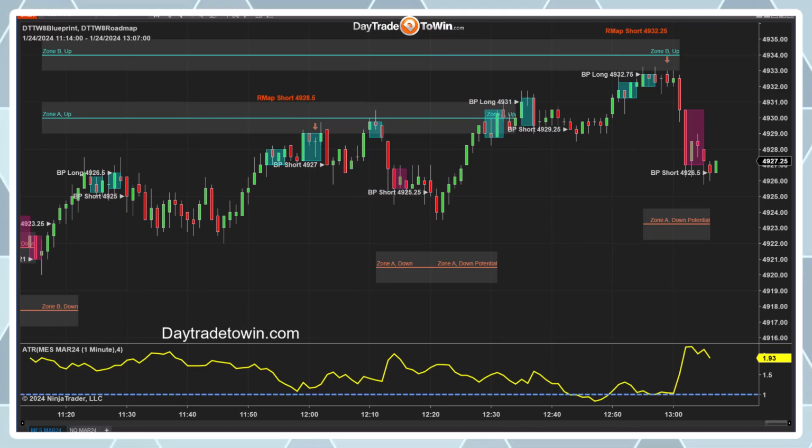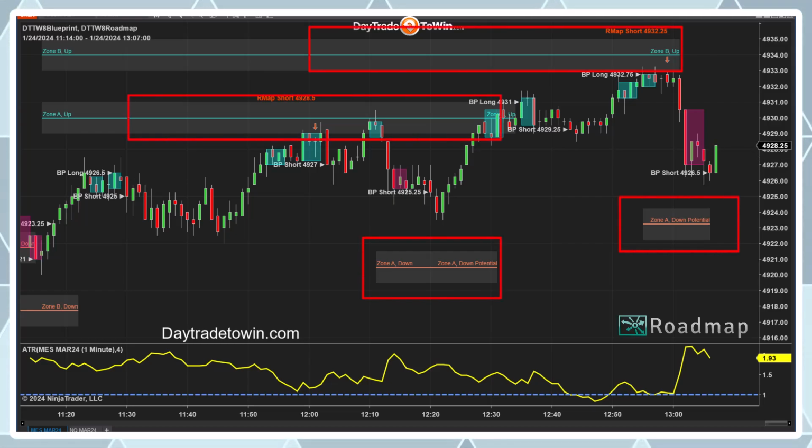I'm going to do a quick recap on today using the Roadmap software. Now the Roadmap software is based off of price action. I'm going to explain to you exactly what you're seeing, how this works, and what's happening.